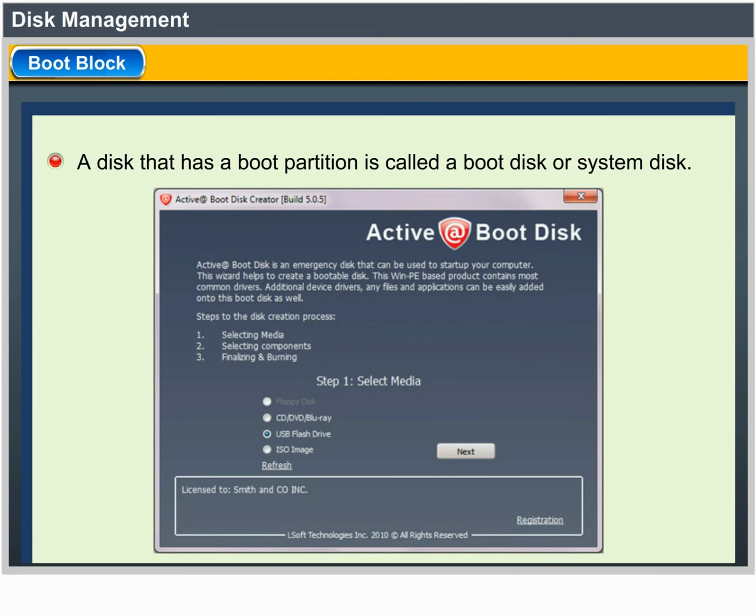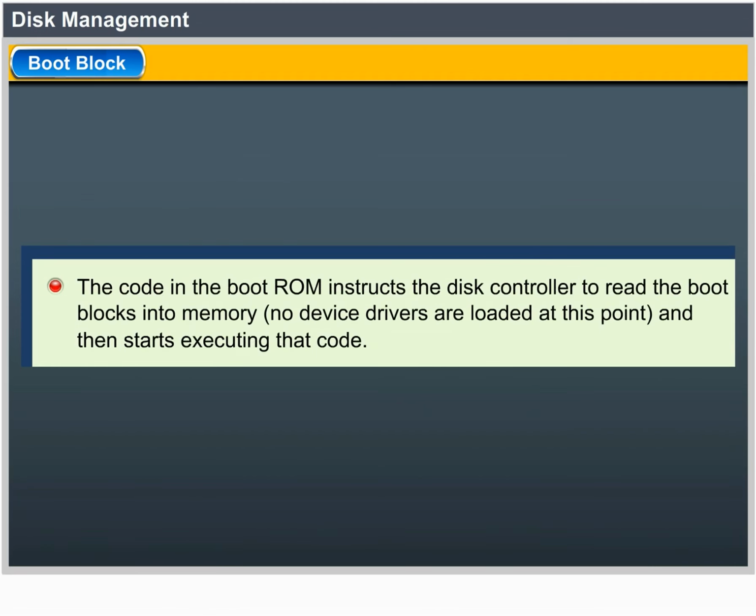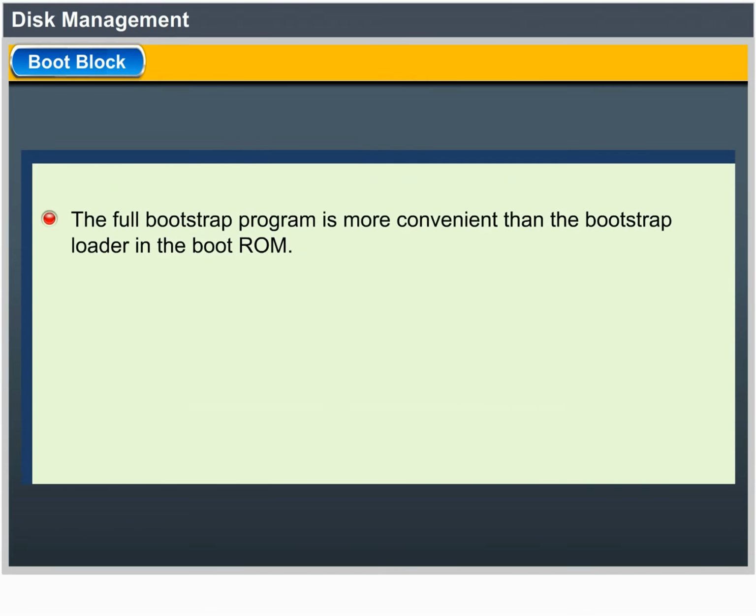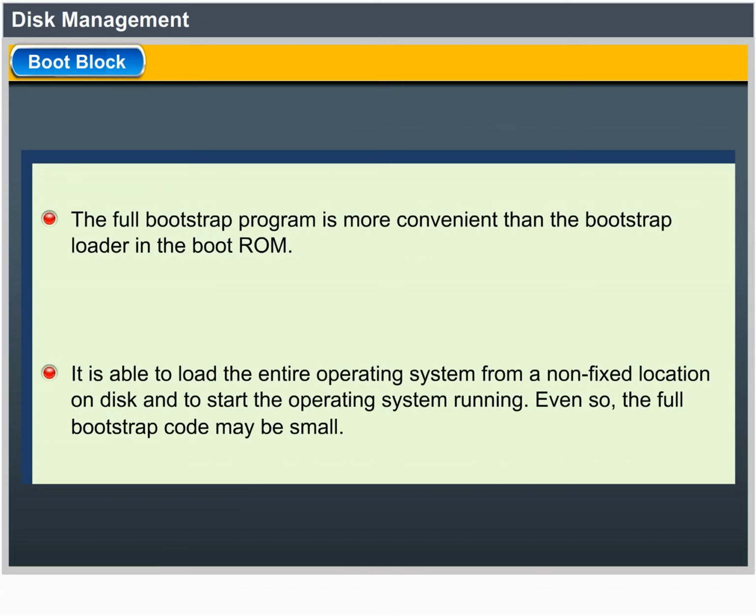The code in the boot ROM instructs the disk controller to read the boot blocks into memory. No device drivers are loaded at this point, and then it starts executing that code. The full bootstrap program is more sophisticated than the bootstrap loader in the boot ROM. It is able to load the entire operating system from a non-fixed location on disk and to start the operating system running. Even so, the full bootstrap code may be small.